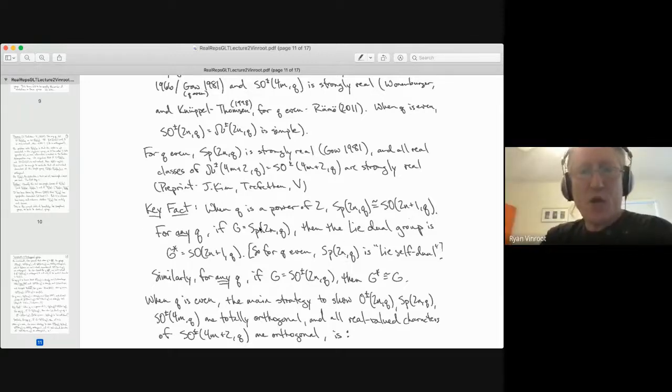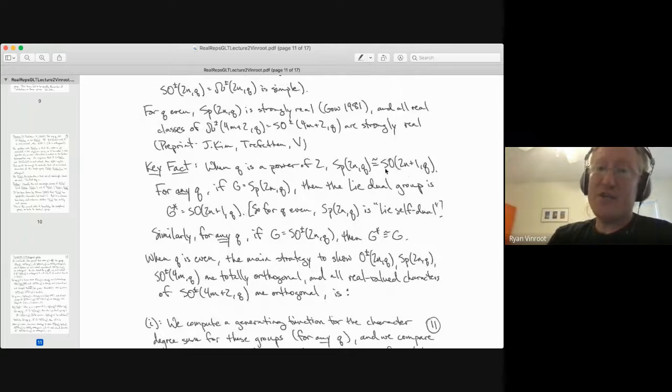Yes. So another important fact, a fact about algebraic groups, no matter what your Q is: the Lie dual group of the symplectic group is the special orthogonal group of odd dimension. So the symplectic group and the special orthogonal group of odd dimension are connected in this crucial way.